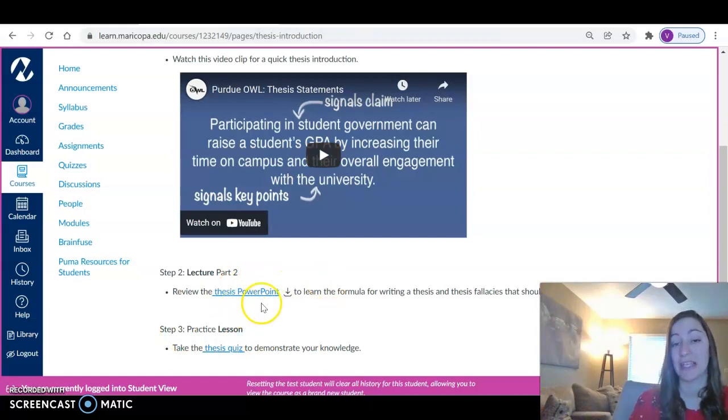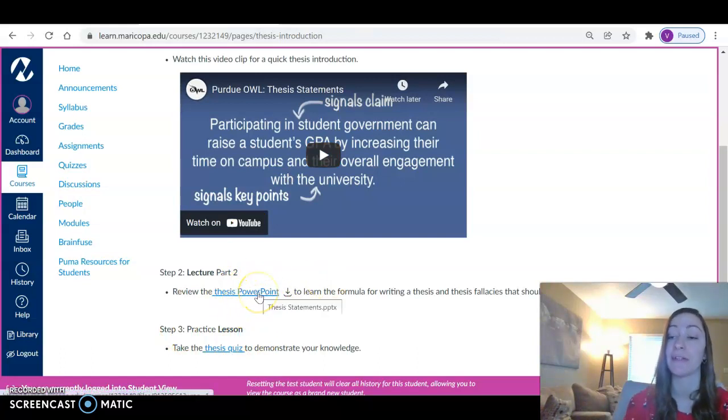You are going to want to save this somewhere. You will use it on your final exam. It also goes over thesis fallacies. So what are errors that we make in thesis statements, like writing in first person or making an announcement.